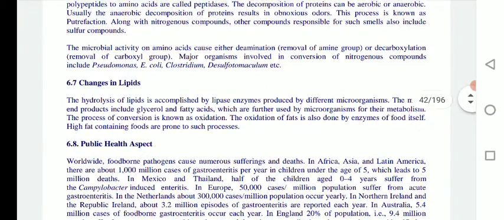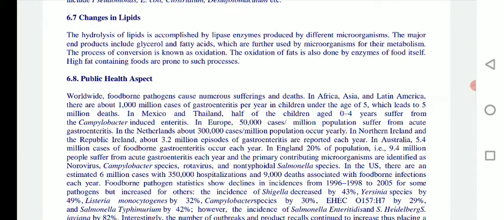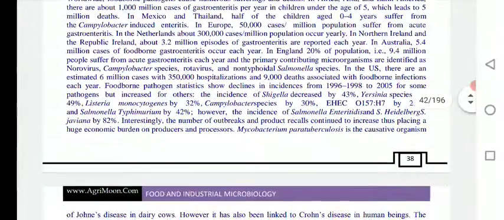Then as far as changes in lipids are concerned, hydrolysis of lipids is accomplished by lipase enzyme produced by different microorganisms, and after breakdown of lipids, fatty acids and triglycerides get freed, and it causes health effects.